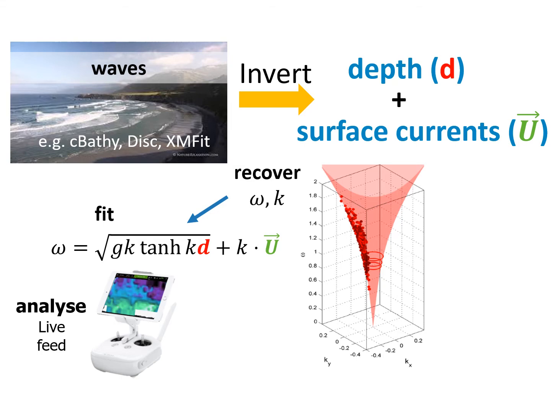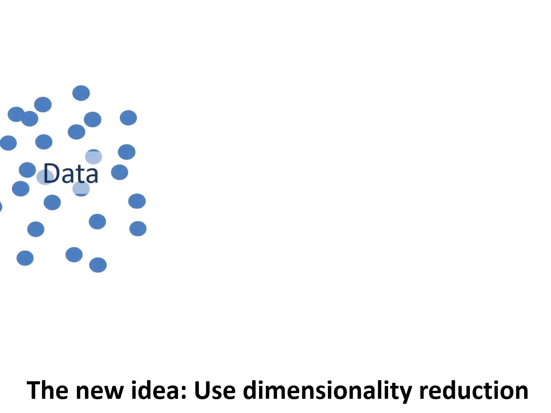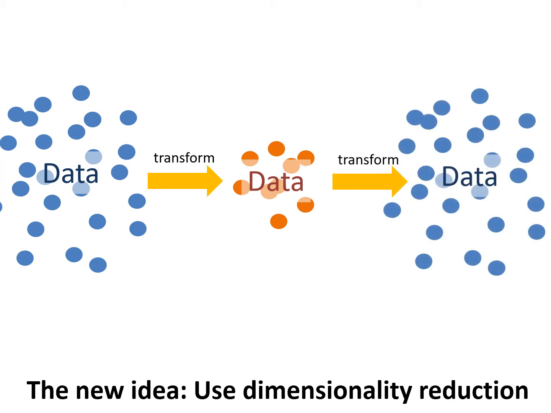Now, we want to analyze a live video feed, which means that we need to be fast. So our idea was to introduce dimensionality reduction techniques. Dimensionality reduction techniques usually take a bunch of data and transform these data into a lower dimensional form. So it's a simplification. And from there, you could transform the data back again.